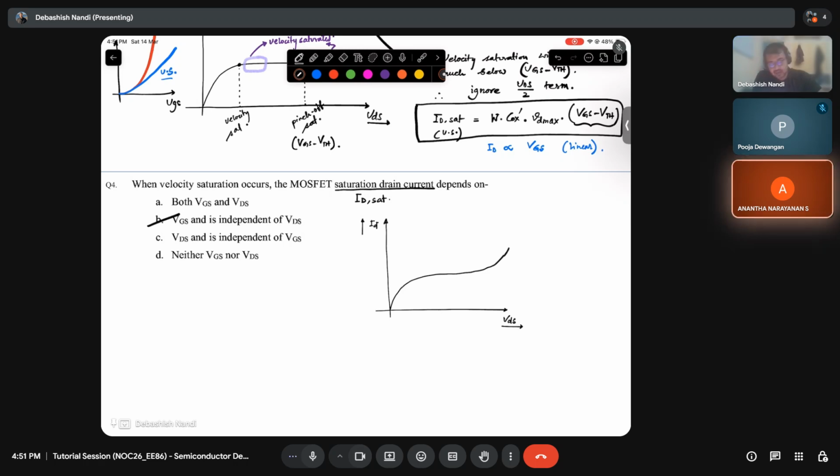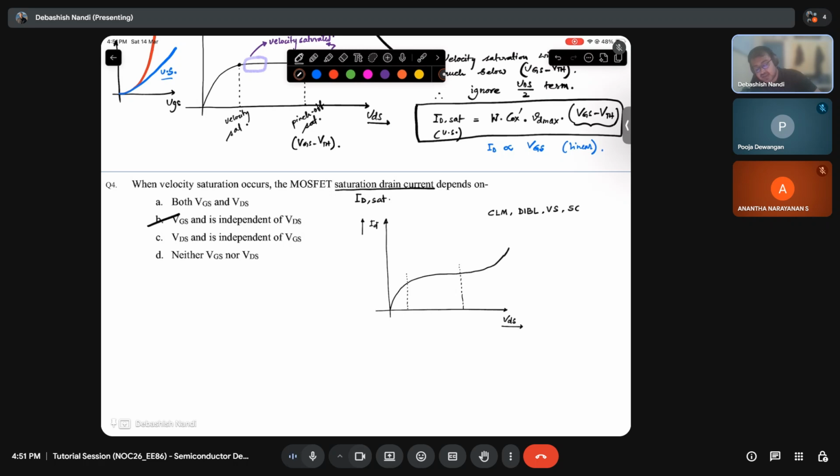Yes, sir. For example, should I show you this now or later? Okay, let me just save it for later. I will show you one plot with CLM, DIBL, VS, something called SCBE.